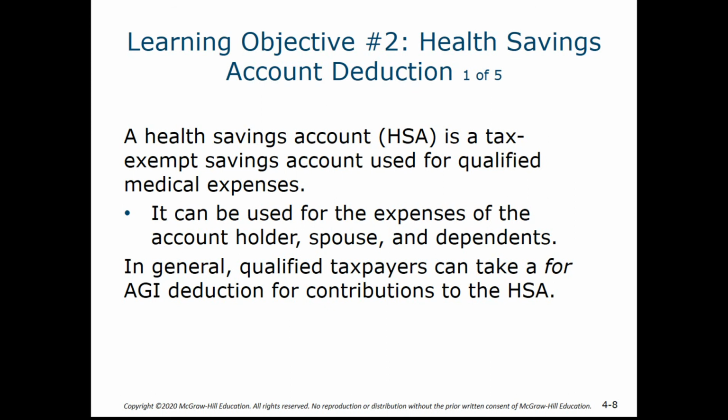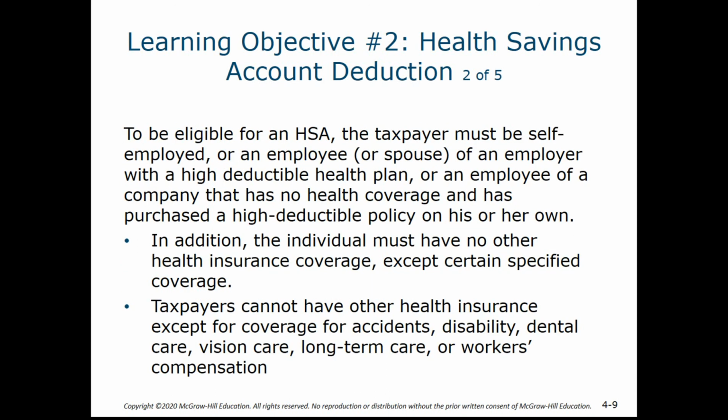Another common above-the-line deduction for AGI is a health savings account. This health savings account is used for medical expenses of the spouse, dependents, or of the taxpayer. However, to be eligible, the taxpayer has to be self-employed or an employee or spouse of an employer with a high deductible health plan, and we'll define that shortly. So an employee of a company that has no health coverage and has purchased a high deductible policy on their own may qualify for this above-the-line deduction.